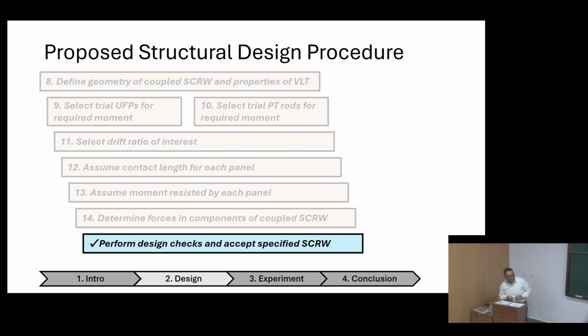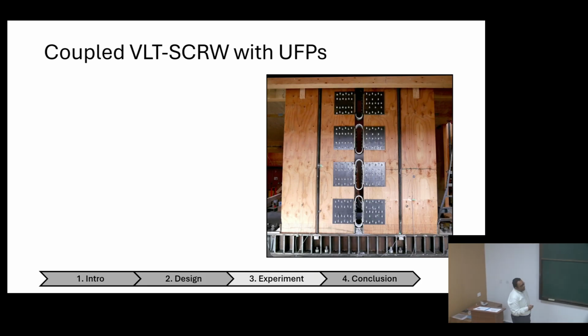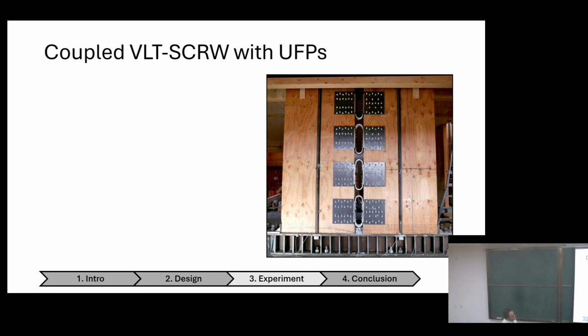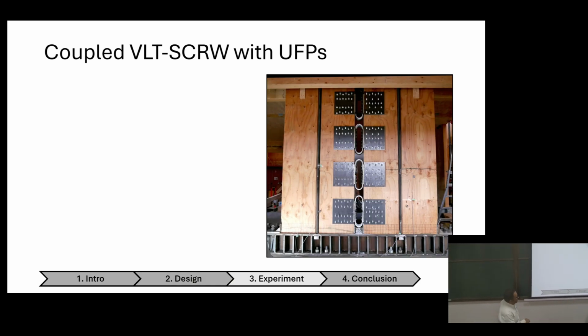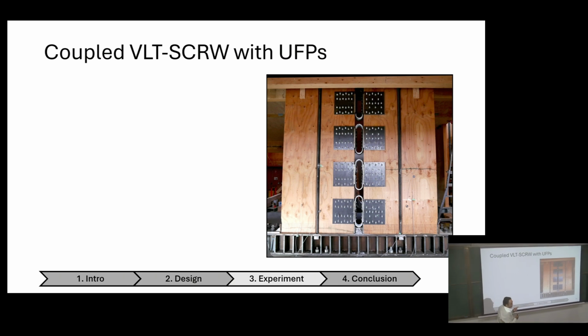So when we carried out this proposed design, this is what we came up with. One VLT panel, the other panel in the middle, they have U-shaped flexure plates. These plates are welded to these larger steel plates, which are then connected using long, inclined screws, because you need purchase in both directions. If this is moving in this direction, one set of screws is engaging. If this is moving in this direction, the other set of screws is engaging.